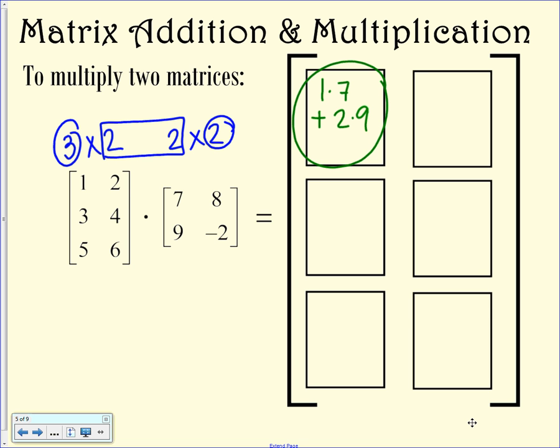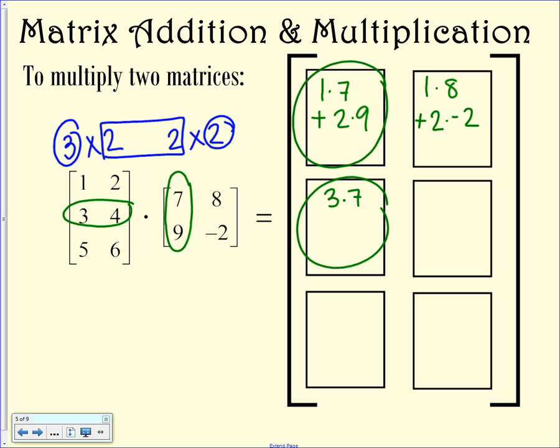For the next one, to the right, we're going to do 1 and 2 and the next row. So we're going to have 1 times 8 and then plus 2 times negative 2. So that's for that second entry. Now going to the next element on the next row, we're going to go to the second row. And for this box here, we're going to use the first column. So we're going to have 3 times 7 and then plus 4 times 9.